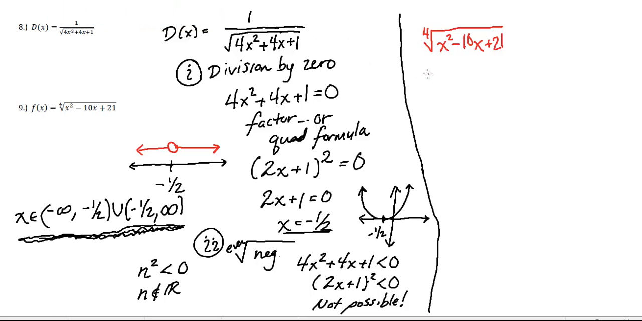Alright, here, for the division by 0, we don't have to worry about it because there's no division. So we're good. So now what I need to do here is find where we have the negative numbers, because we now have a fourth root. So we need to find where this is negative.